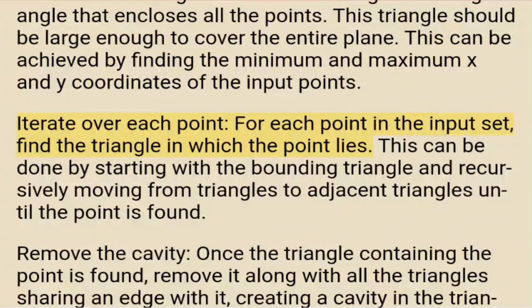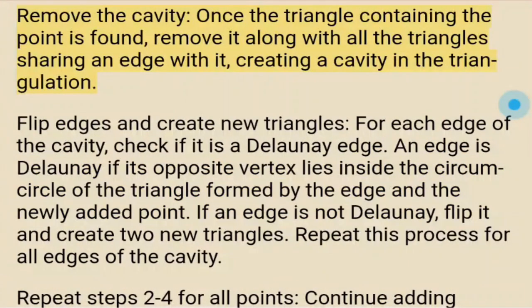Iterate over each point. For each point in the input set, find the triangle in which the point lies. This can be done by starting with the bounding triangle and recursively moving from triangles to adjacent triangles until the point is found. Remove the cavity. Once the triangle containing the point is found, remove it along with all the triangles sharing an edge with it, creating a cavity in the triangulation.